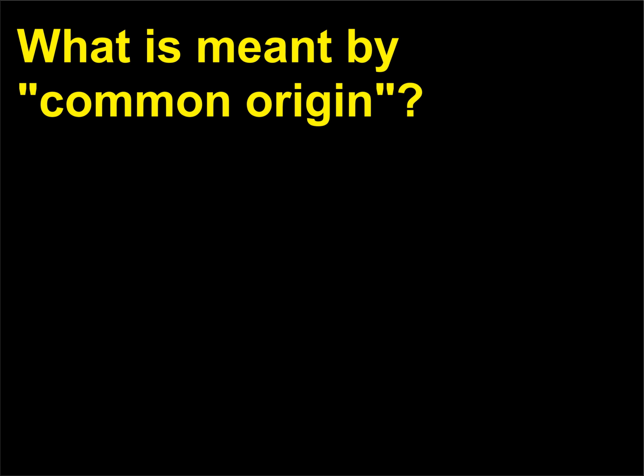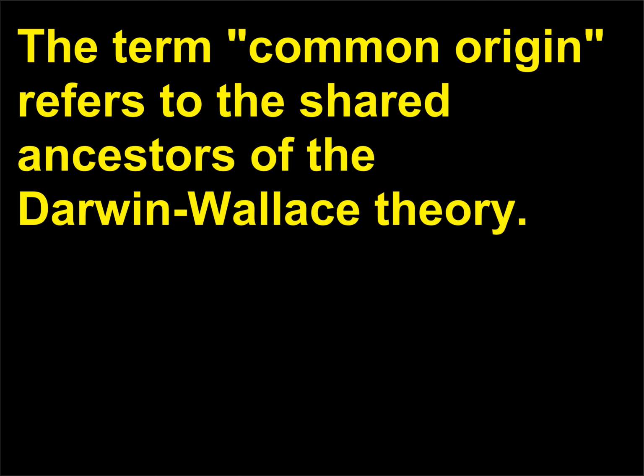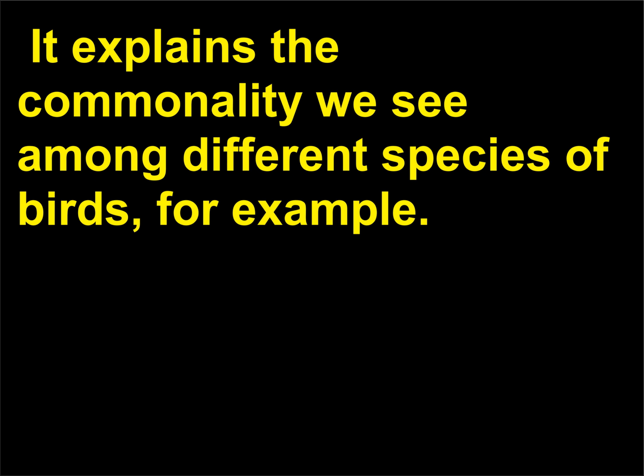What is meant by common origin? The term common origin refers to the shared ancestors of the Darwin-Wallace theory. It explains the commonality we see among different species of birds. For example, blue jays, starlings, sparrows, and other birds share traits like beaks, wings, and general body structure that are of common origin.